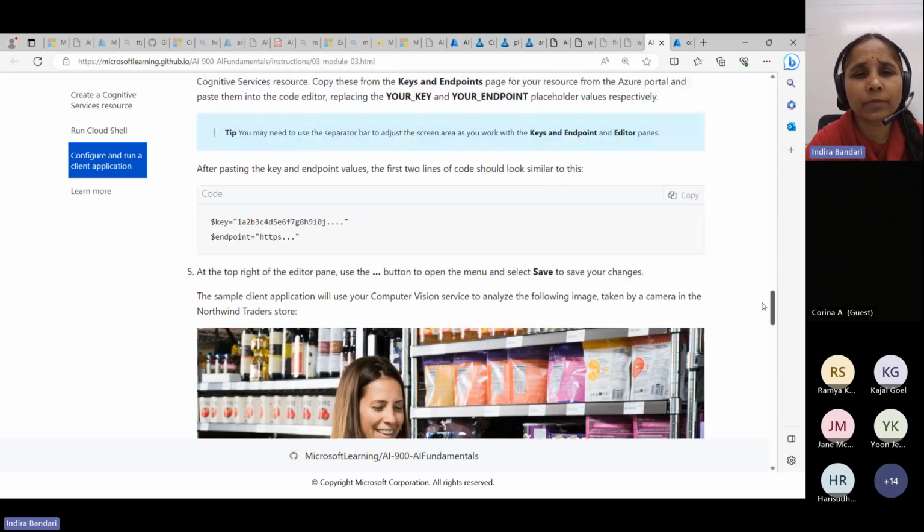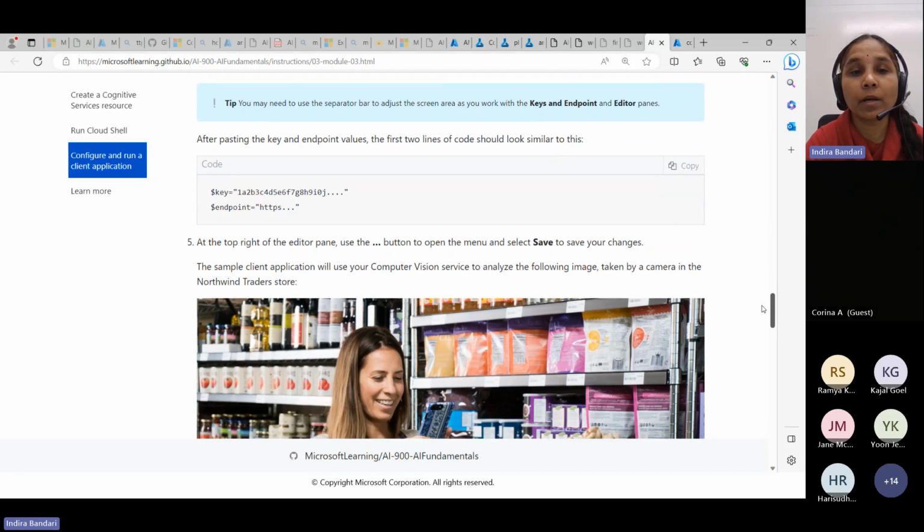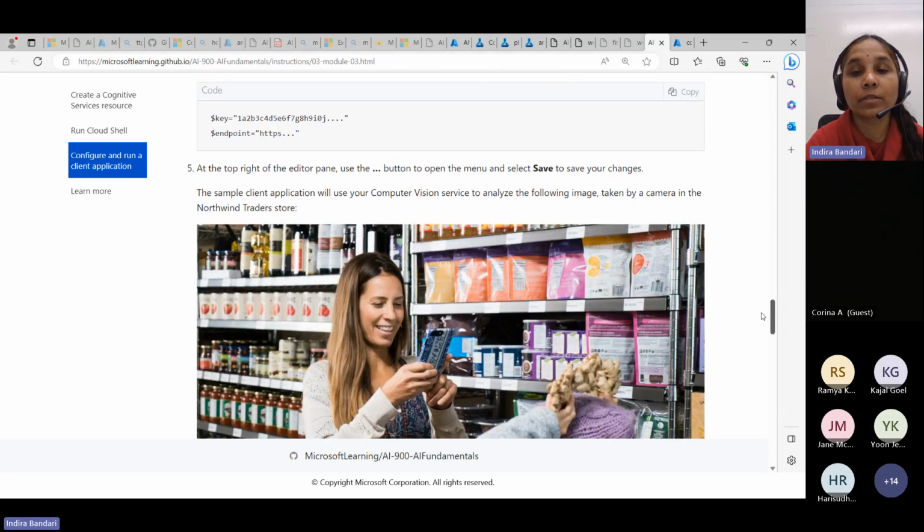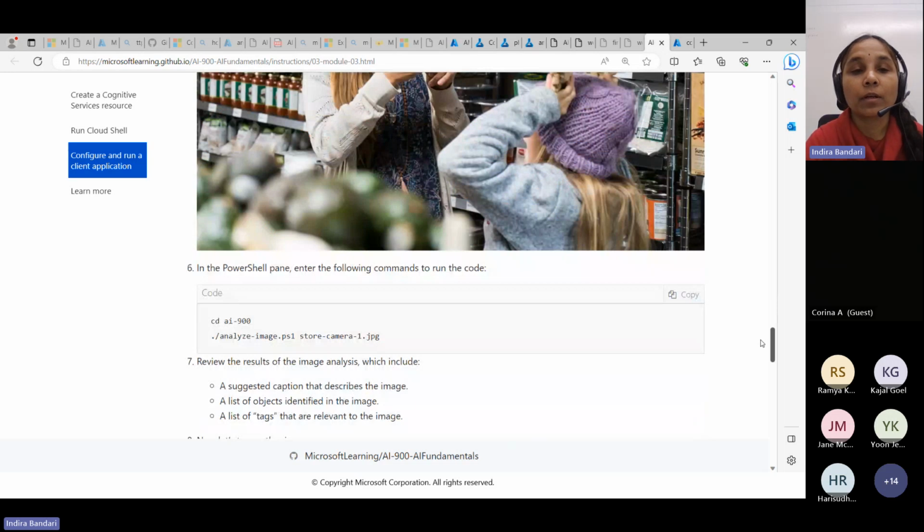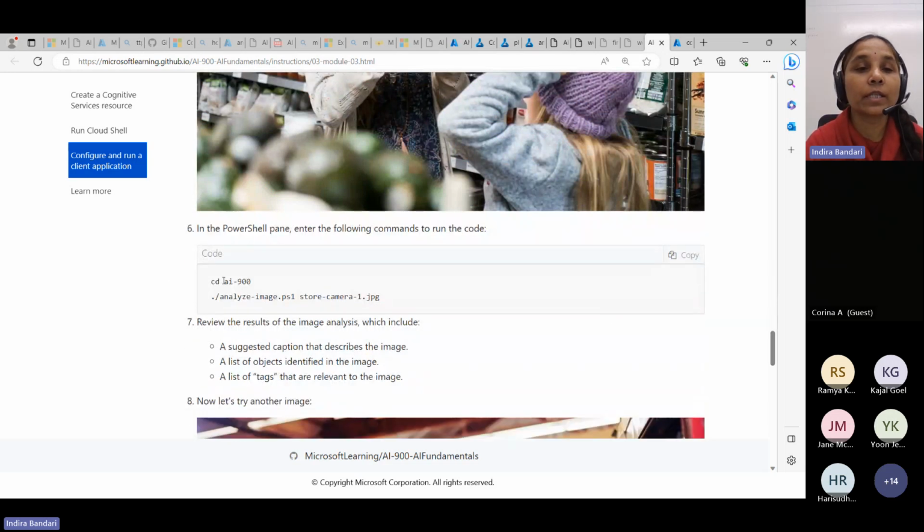So the sample client application will use your computer vision service to analyze the following images taken by a camera in the Northwind Traders store. Okay. Now in PowerShell, what we need to do is cd space AI900 to change to the AI900 directory, and then we are specifying the image. This image store-camera-1.jpg is also in our directory, which we can see. So let's see that, but copy the code before that.